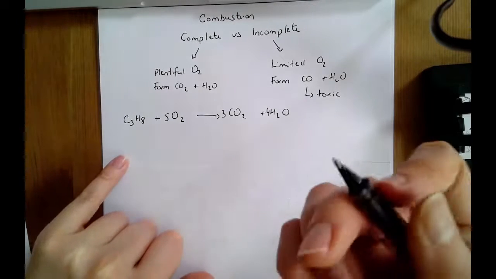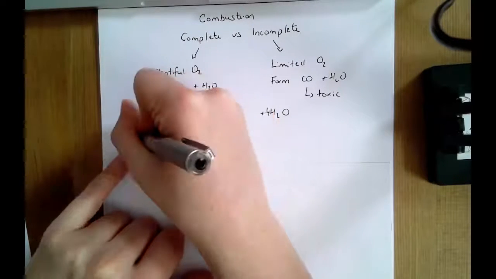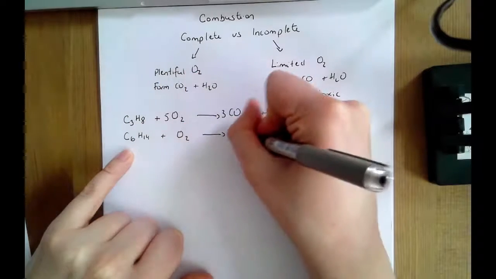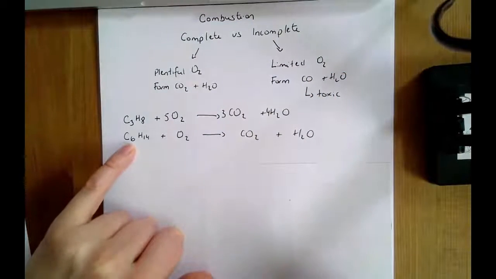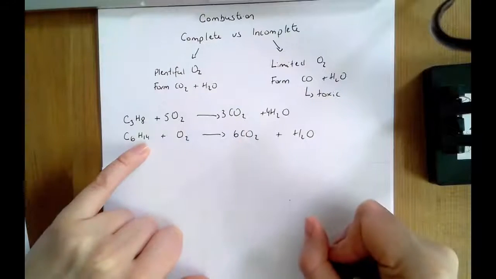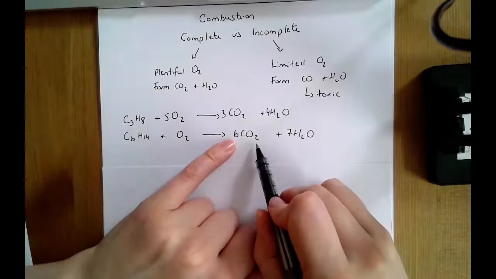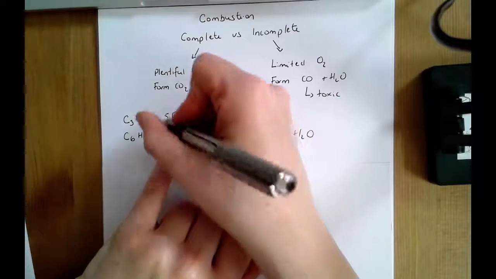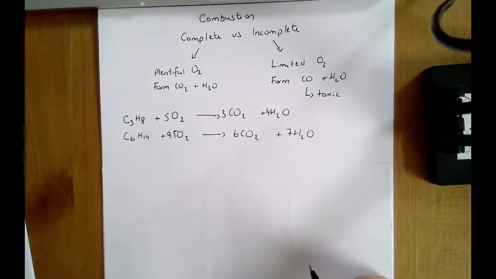If I do hexane instead, the complete combustion of hexane would be C6H14. React it with oxygen and I'm still forming CO2 and H2O. Balancing it, 6 carbons on the left, I need 6 on the right. 14 hydrogens on the left, I need 14 on the right. 6 2s are 12 and 7 is 19. I've got 19, so I need 19 over here, and that's going to be 9.5 O2. So 9.5 times 2 is going to be 19.